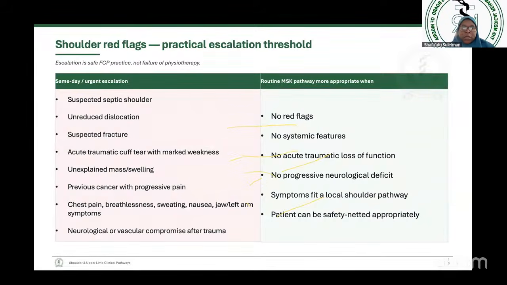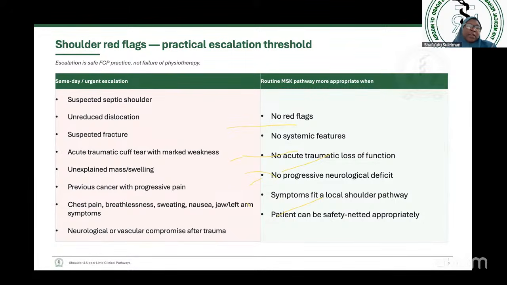So, shoulder red flag, practical escalation threshold. When do we need same day emergency or urgent escalation? Just like we have with the lower back, we have the urgent or same day emergency, and then we have the serious pathologies that will prompt an urgent input, and then there are other pathologies that we can treat as routine MSK. So the same thing with the shoulder.